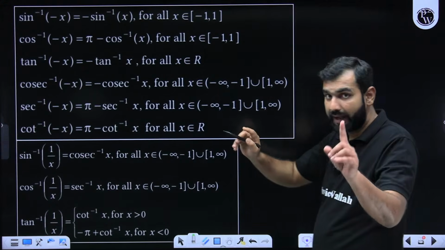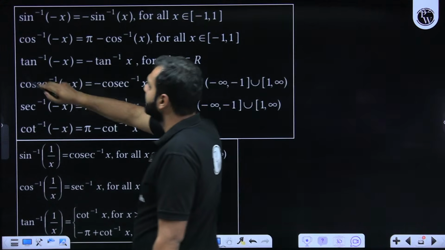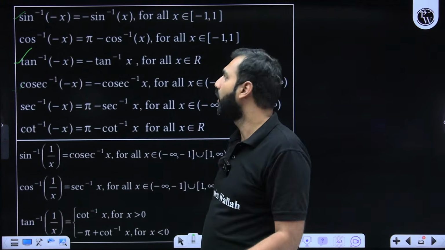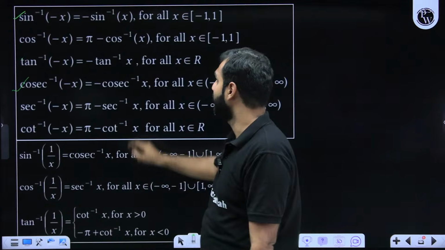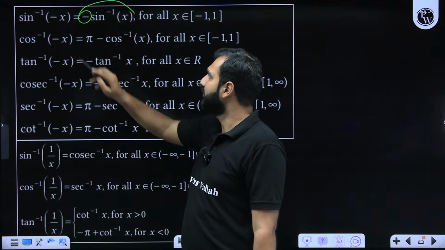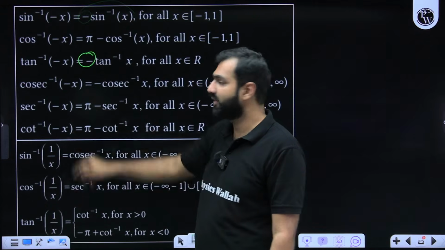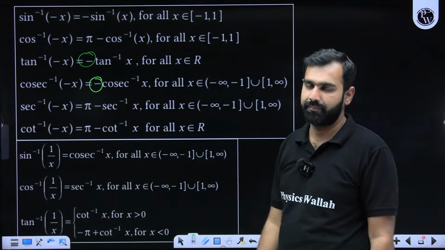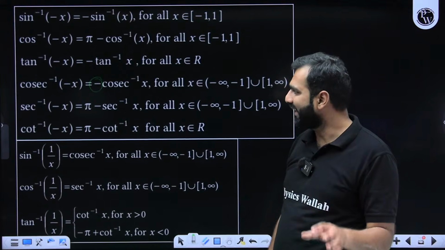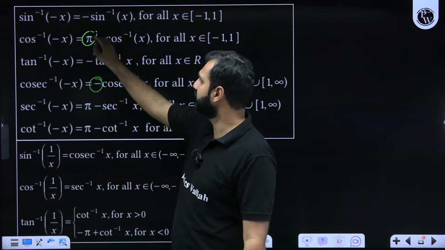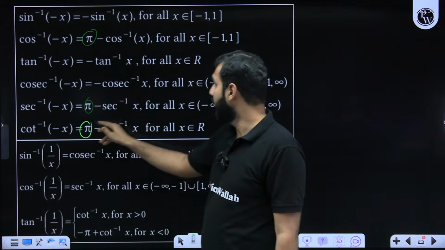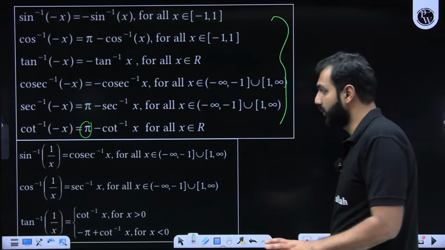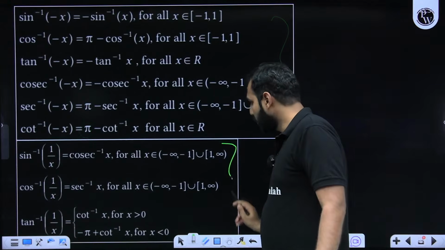I hope the same holds true for the other set of inverse trigonometric functions. There again, that concept comes into picture. I said sine, tan, and cosec behave similarly. They behave like odd functions in inverse trigonometric functions. Sine inverse of minus x is minus of sine inverse x, tan inverse of minus x is minus of tan inverse x, cosec inverse of minus x is minus of cosec inverse x. For cos, sec, and cot, it is pi minus. Of course, you should not do anything with the domain. Don't touch it. It should remain intact. For reciprocals, yes, this is true.